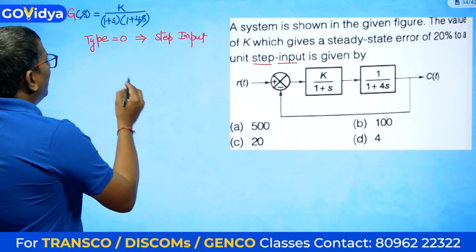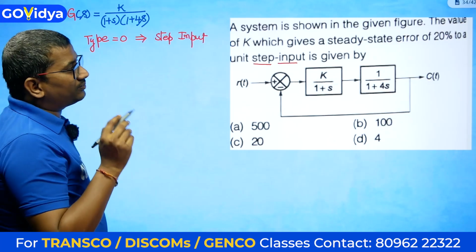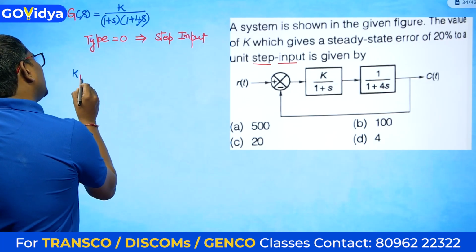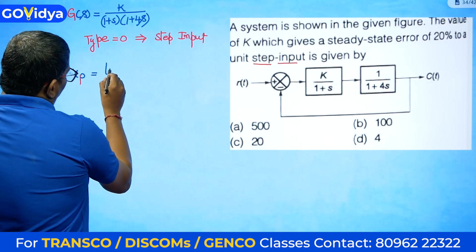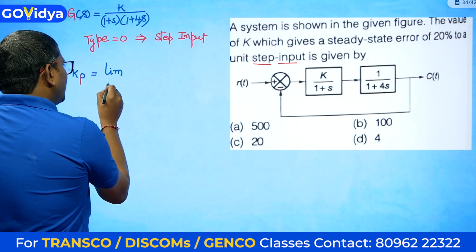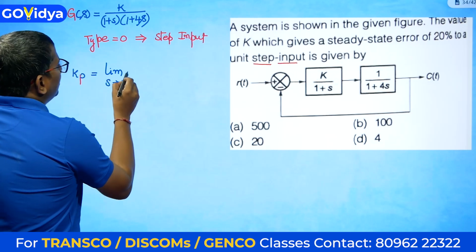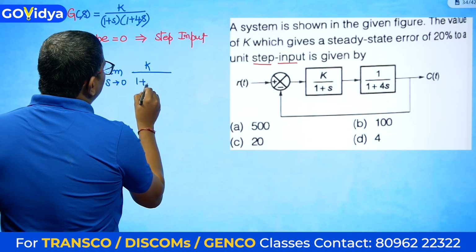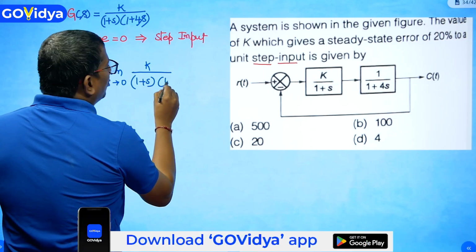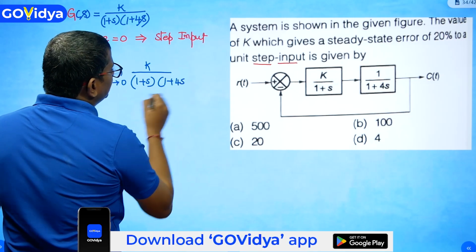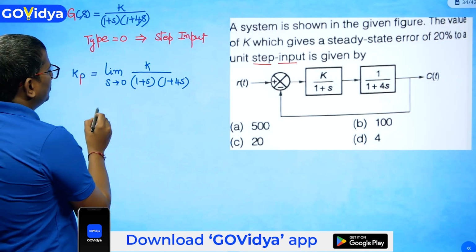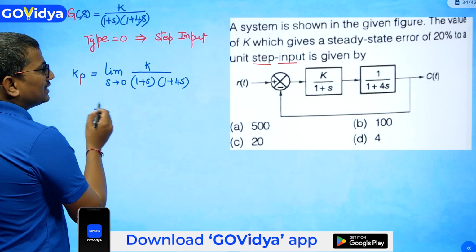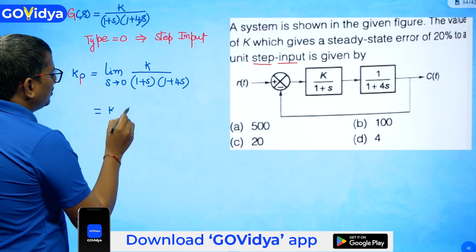Now let us see how to calculate that steady state error. So first let us calculate Kp. What is Kp? The positional error constant. Limit s tends to 0 of k by (1 plus s) into (1 plus 4s). Now put s equals to 0, what will you get? You will get straight away k only.